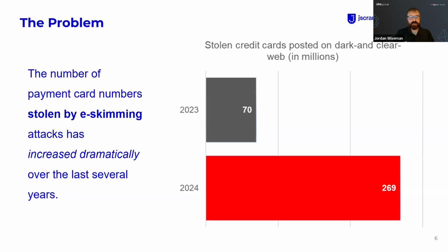These numbers reference some research that we've done recently. I think these ones are from Recorded Future, from their research division, talking about the fact that just through their observation and monitoring and looking at stolen cards that got posted to the dark web or some of the so-called clear web sites that are listed, there were 70 million in 2023. And this problem is getting so large that by the time they did the same research at the end of 2024, there were almost 270 million stolen credit cards posted.